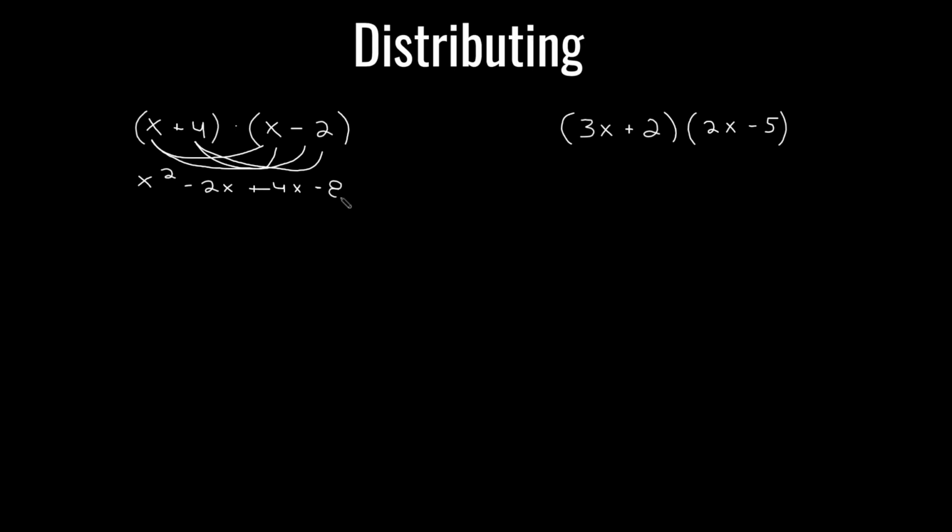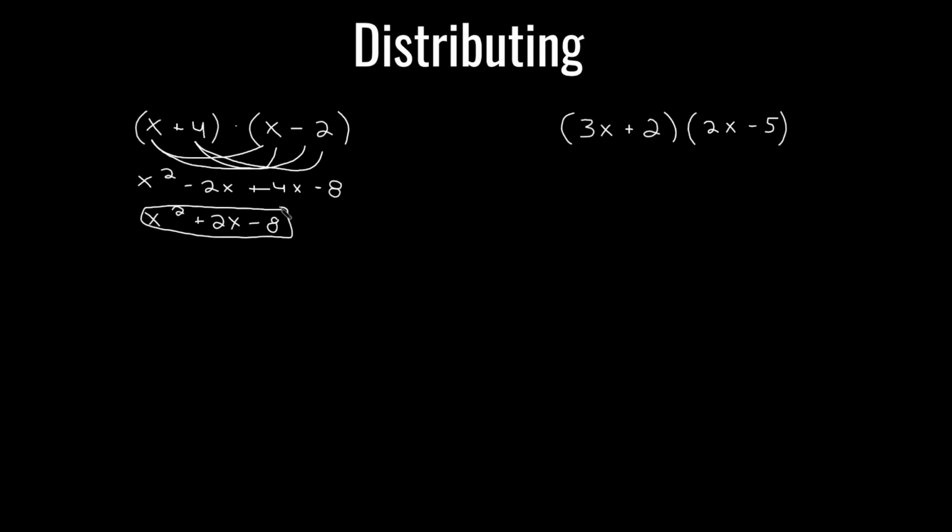Now what we're going to do is combine like terms to simplify this problem a little bit. So we keep our x squared because there's nothing other like that, and then we'll take our negative 2x and add it to our 4x to get 2x, and our negative 8 is left there last.